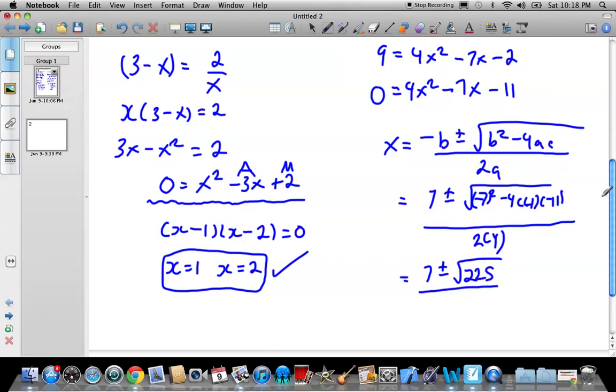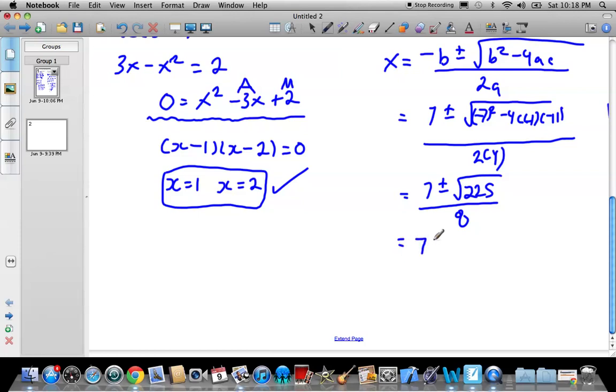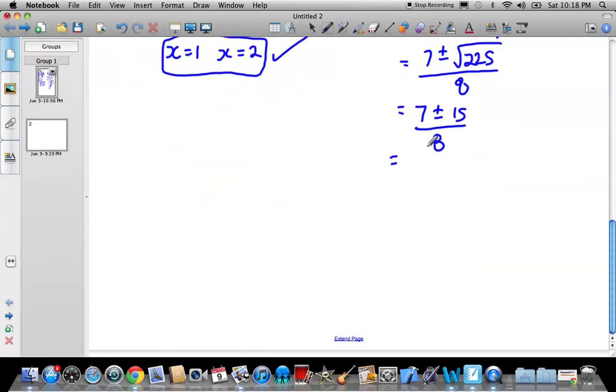And then this is 8. So the square root of 225 is 15. So 7 plus or minus 15 over 8. Remember how this works with the quadratic formula: when you have the plus or minus, you have to do the plus part and the minus part. So 7 plus 15 divided by 8, and then 7 minus 15 divided by 8. 7 plus 15 divided by 8 is 2.75. 7 minus 15 divided by 8 is minus 1.